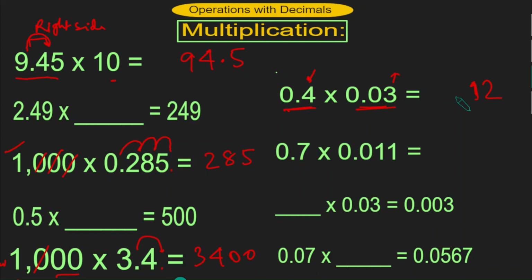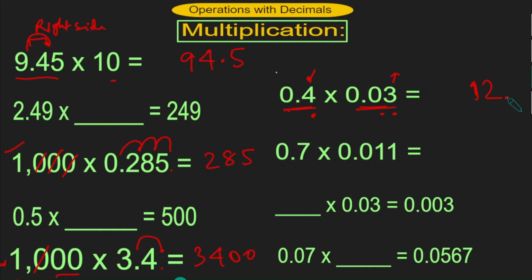Now, if it is 12, we have to check how many decimal places we have altogether, in the multiplicand and the multiplier. Here we have one decimal place, here we have two decimal places. If you add them, you will have three decimal places. Three decimal places need to be placed in this product. The product is 12, and the decimal is here.